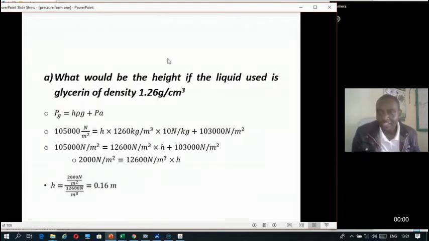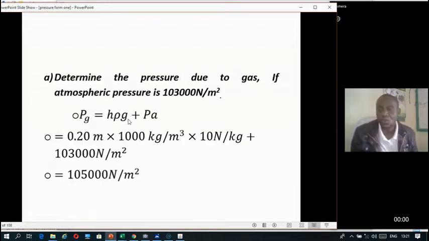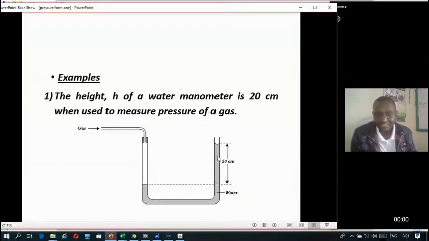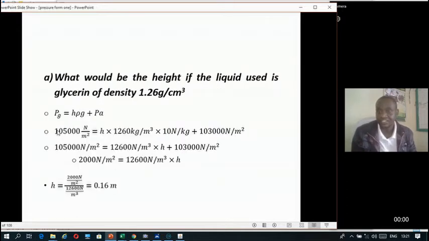So what will be the height if the liquid used is glycerin of density? Now the liquid has changed. The liquid is now glycerin. You only want to know what height this one can be lifted. So we already know the pressure of the gas. It is 105,000. So you only substitute in the density of this liquid, change it to kilogram per meter cube and multiply by 10, then plus atmospheric pressure.